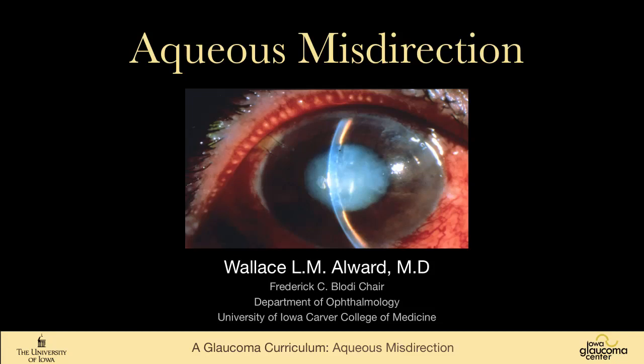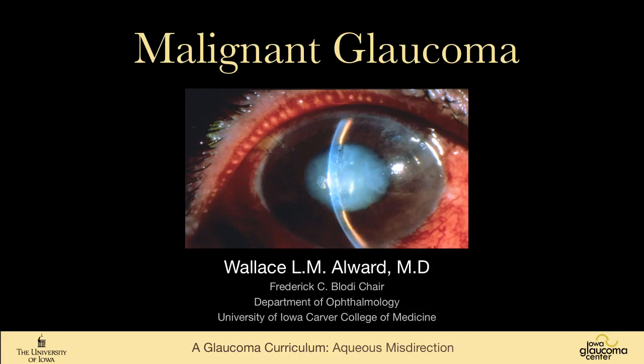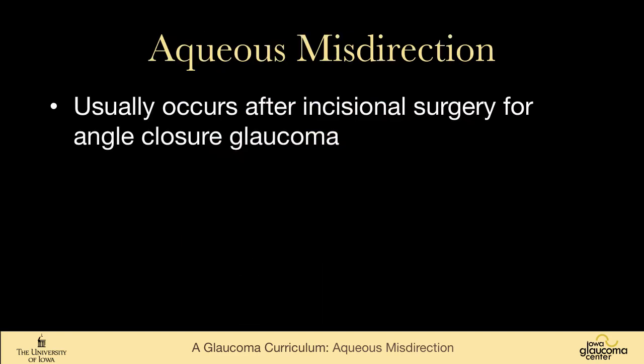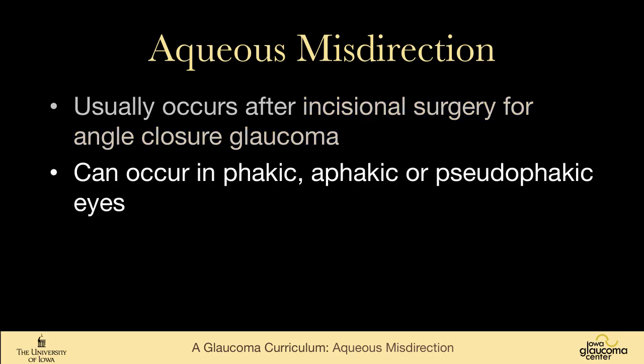Well, we're going to talk about aqueous misdirection, also called malignant glaucoma, sometimes called ciliary block glaucoma. It has lots of names. It's a disorder that we typically see after incisional surgery for angle closure glaucoma. So remember that, incisional surgery for angle closure glaucoma. So those are usually hyperopic eyes. It can occur in people who are phakic, aphakic, or pseudophakic.